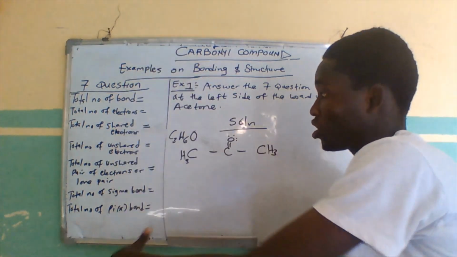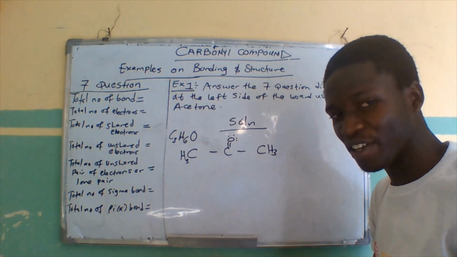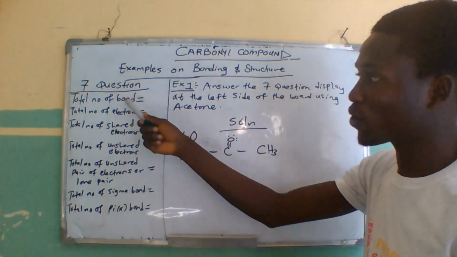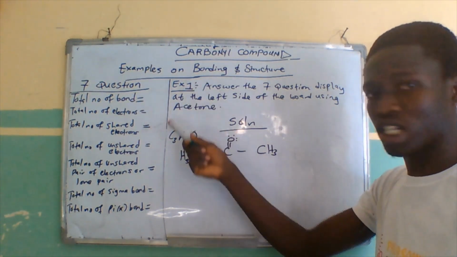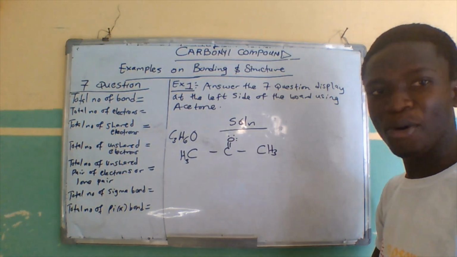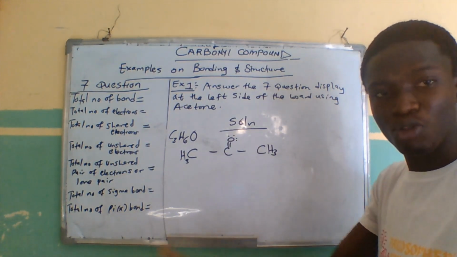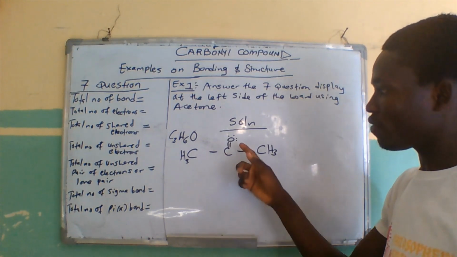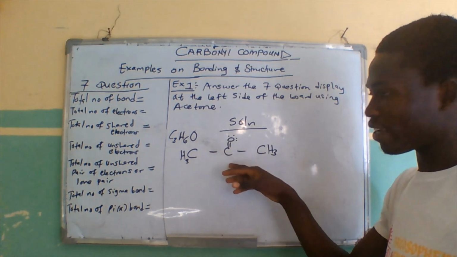Good. Now, this is the structure of what we are trying to do, and they asked us all these 7 questions on this. How do you answer? It's very, very simple, so go with me. The first question said, what is the total number of bonds in this compound? Bond means the relationship between 2 or more elements here. So definitely, anywhere you see a line, that is a bond.